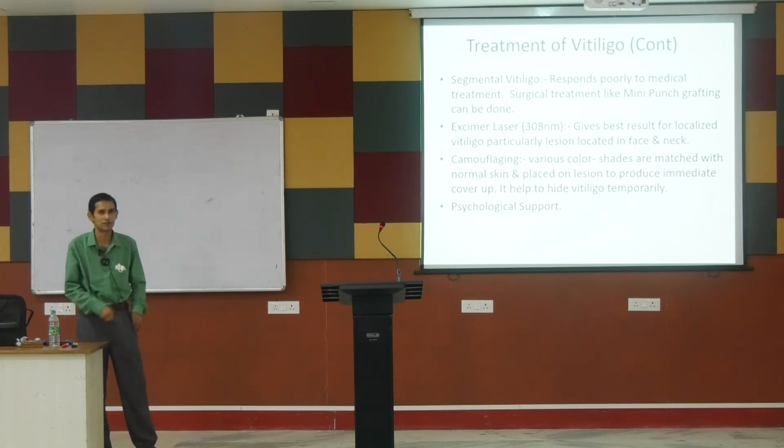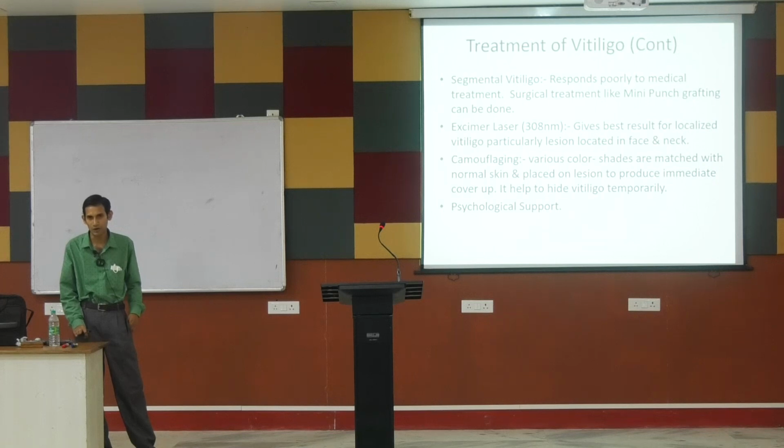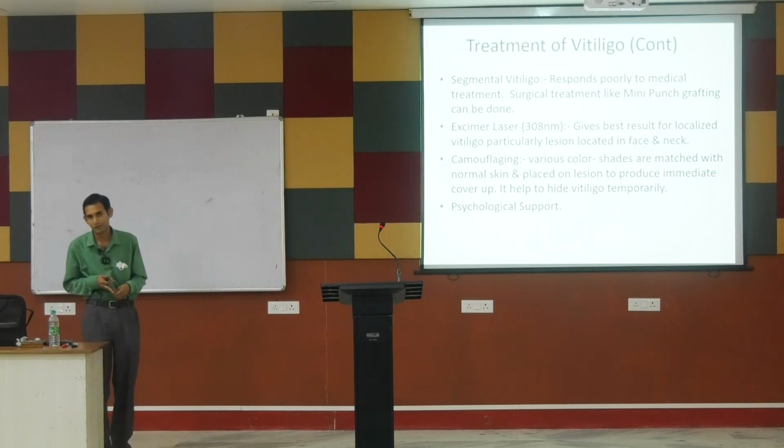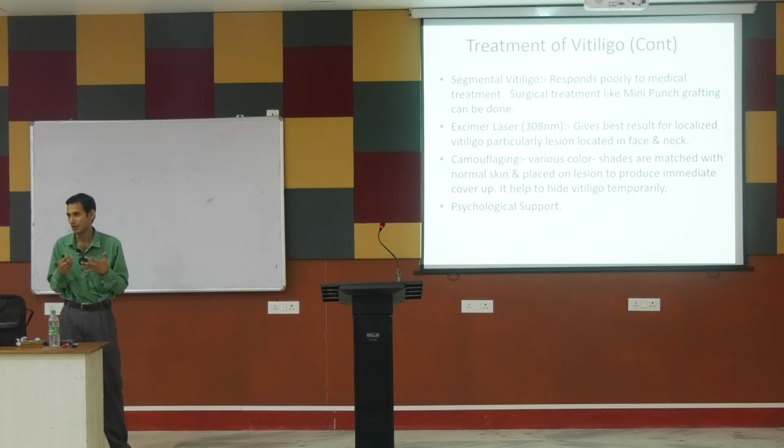And now the psychological support. Psychological support is the most important aspect of the treatment. Suppose a child comes with vitiligo, the most important thing is that he or she should be counseled regarding the nature of the disease, and every patient should be counseled to come as early as possible. If the lesion is localized, they should come as early as possible, and they should be told that every hypopigmented or depigmented patch is not vitiligo. This should be counseled to the patient. So proper counseling and proper consultation with the dermatologist is the most important.